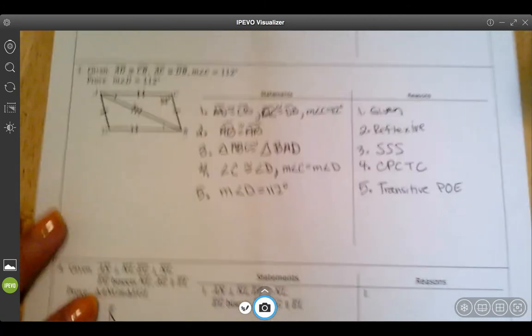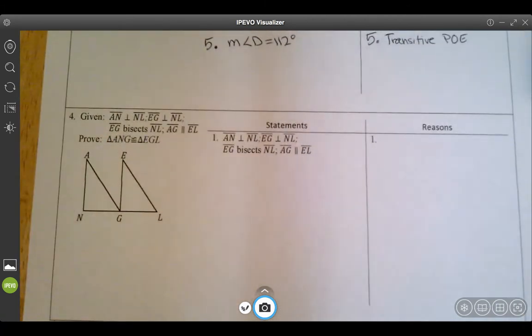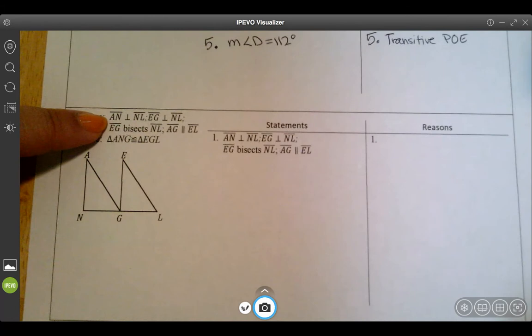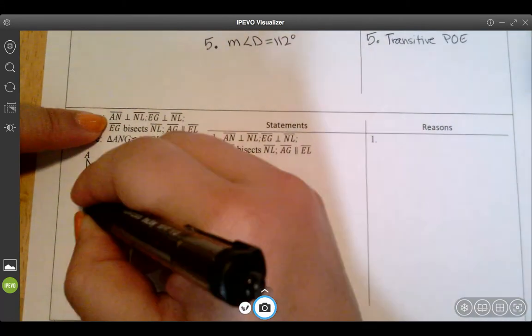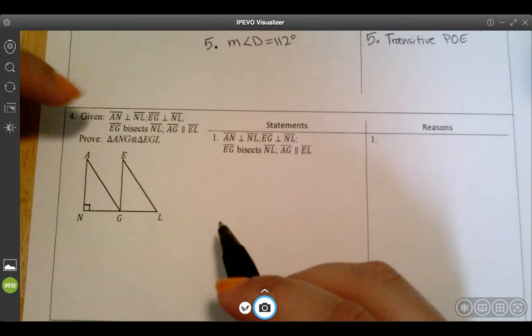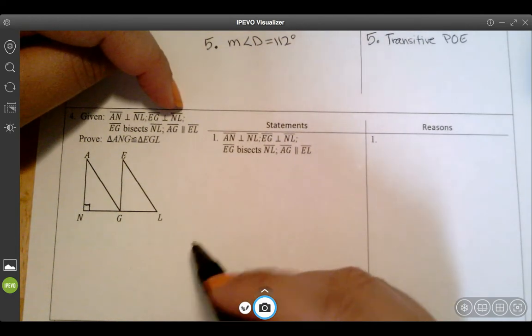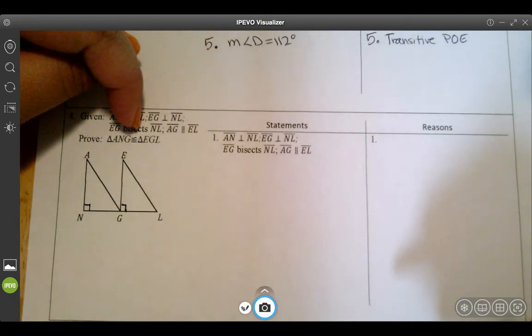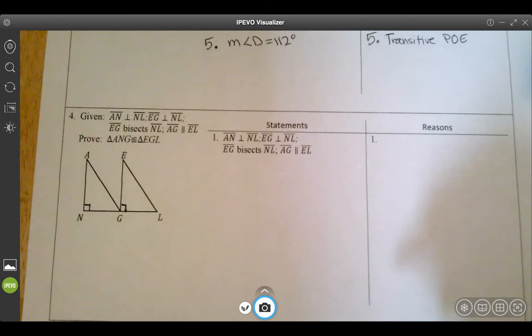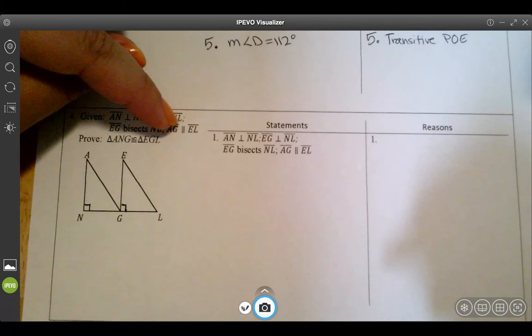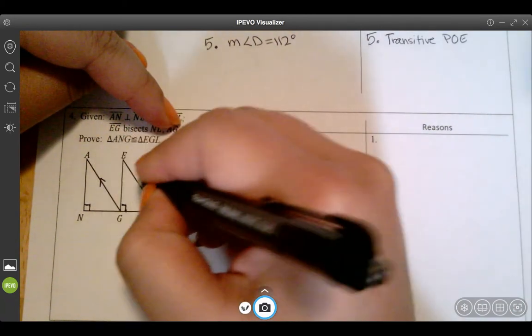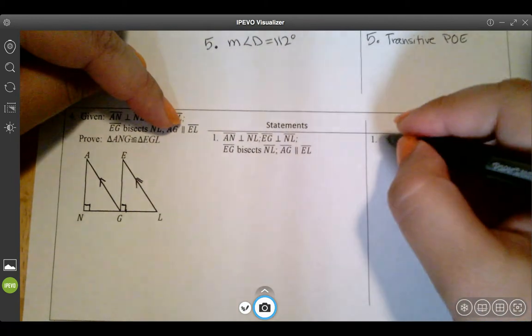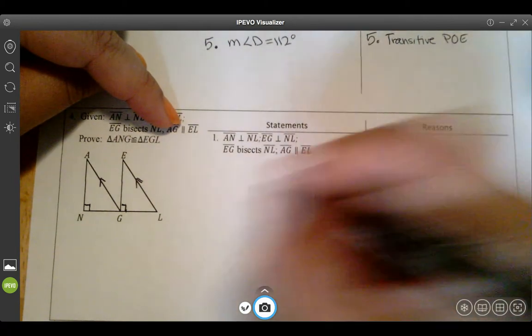Let's look at the next proof. All right, so for number 4, we have segment AN is perpendicular to segment NL. Mark that on my diagram. EG is perpendicular to NL, EG, NL. Mark it on the diagram. EG bisects NL. Bisecting does not have its own mark, but we do know that it's going to give us congruent segments. And AG is parallel to EL. AG, EL. How do we know all of that? It was given to us.